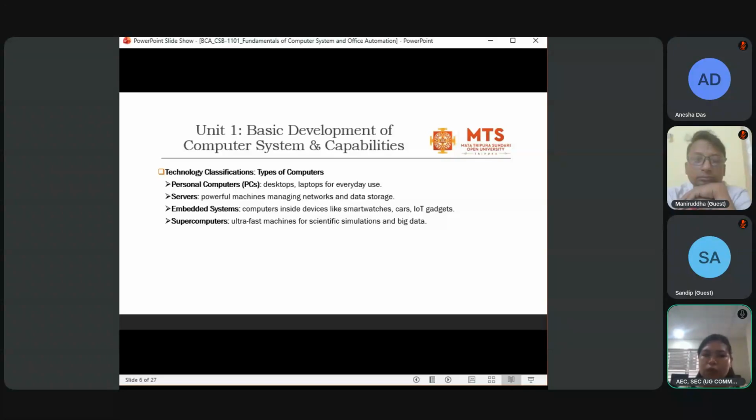That is also known as personal computers, PCs. A server is another most important thing, used to network and exchange data from one system to another, and for data storage, like Google Drive, which we'll be using for storing data. Okay, an embedded system is a computer inside a device like smartwatches, cars, and IoT gadgets.